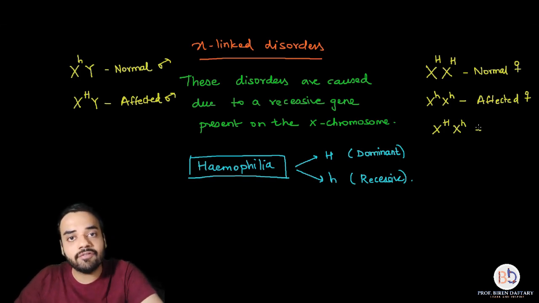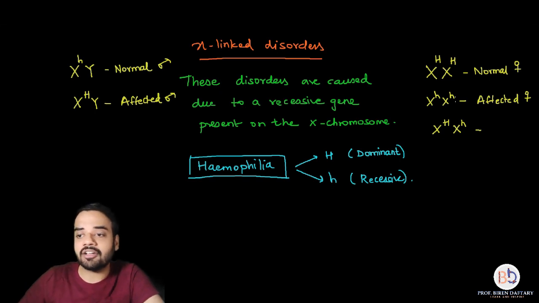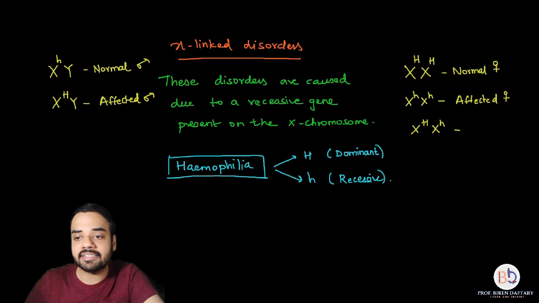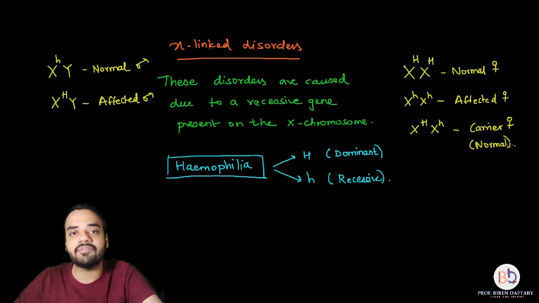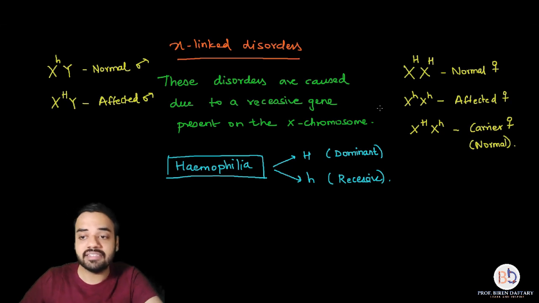then what is this female? Is she suffering from hemophilia or is she normal? So such females are called carriers, and this female is called a carrier female. A carrier female is basically a normal female. That means she will not be suffering from hemophilia. However, she will be carrying the defective gene with her. See, she is having both the genes, capital H, small h.